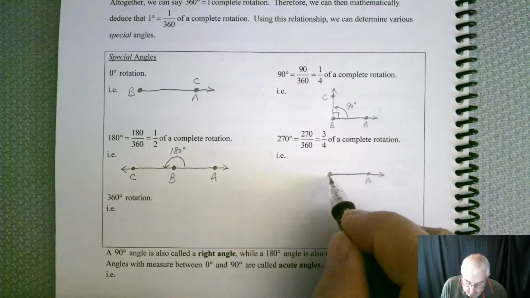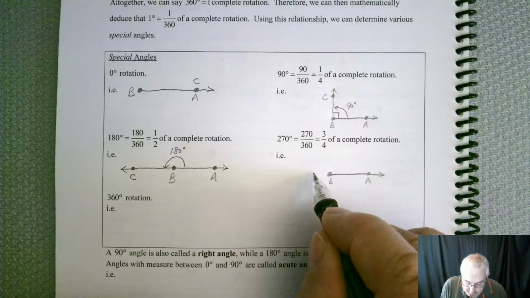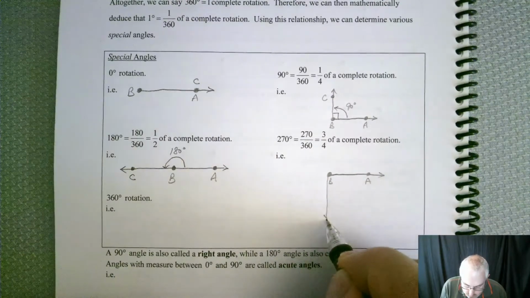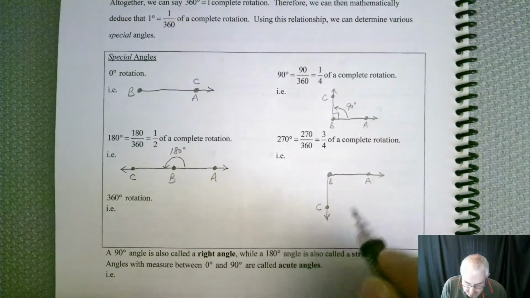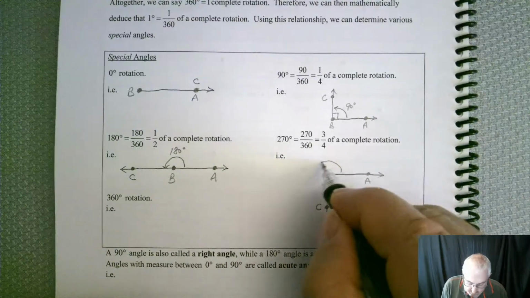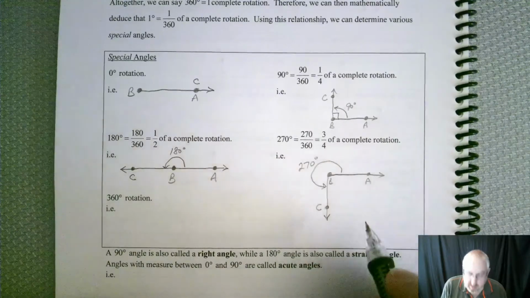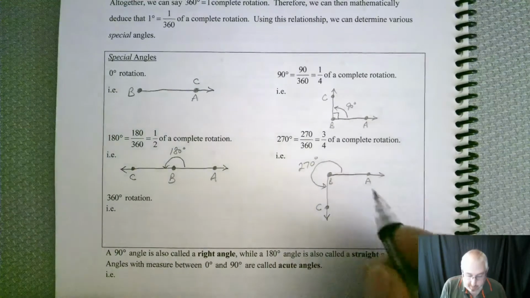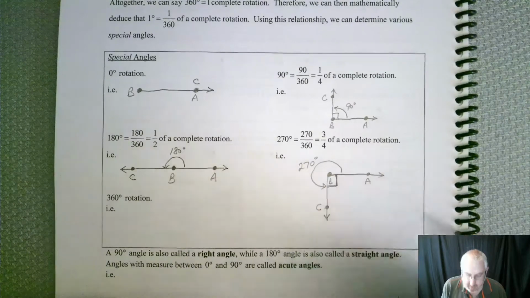But now, if we want to go 3/4, so we got a quarter, a half, and 3/4 is going to be pointing straight down. And there's C. And so this angle on this side is our 270 degrees. Now, what does that force this angle in here to be? Well, yeah, you guessed it. It's got to be a 90-degree angle inside.